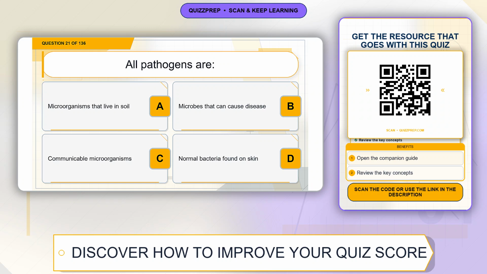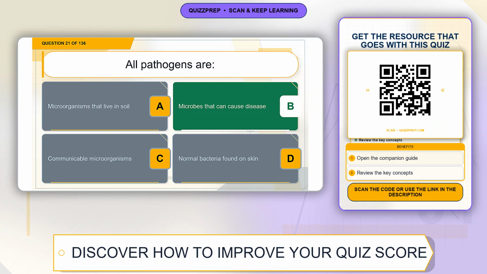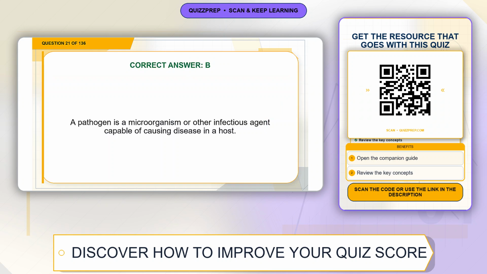Question 21. All pathogens are option A, microorganisms that live in soil. Option B, microbes that can cause disease. Option C, communicable microorganisms. Option D, normal bacteria found on skin. The correct answer is option B, microbes that can cause disease. Explanation. A pathogen is a microorganism or other infectious agent capable of causing disease in a host.